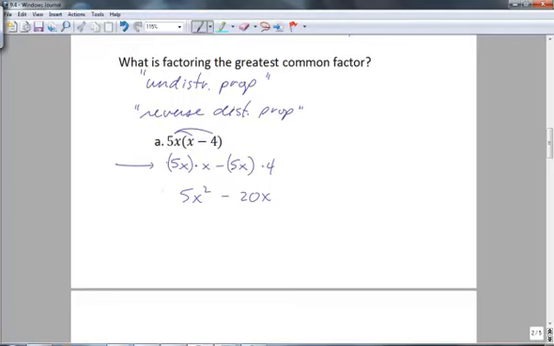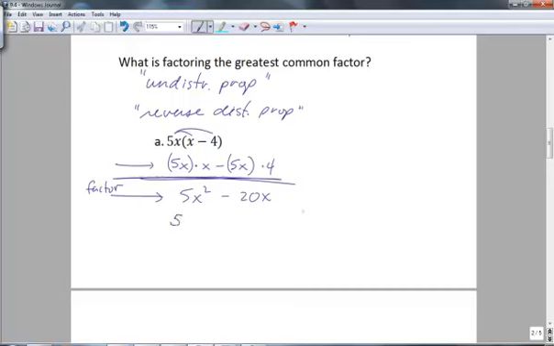If I started here and I was going to factor, what I would do is say, well, what's in common? What's the greatest common factor? Well, there's a 5. And there's a 20. The greatest common factor is 5.